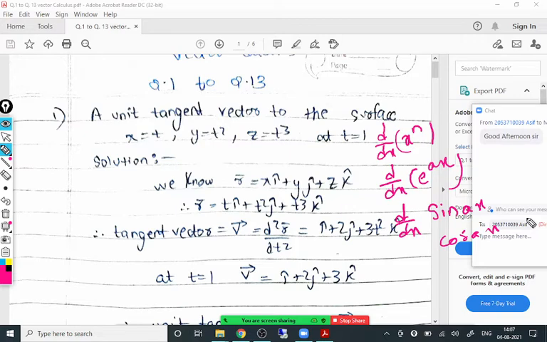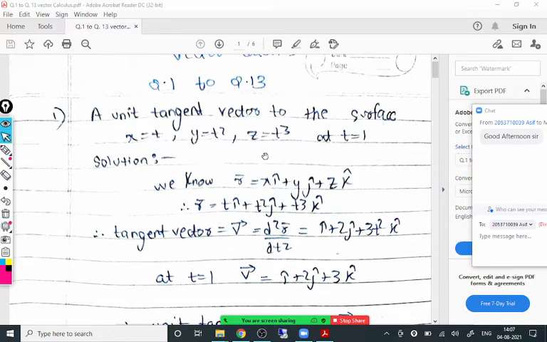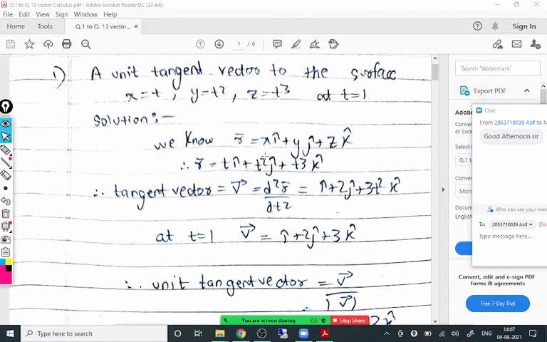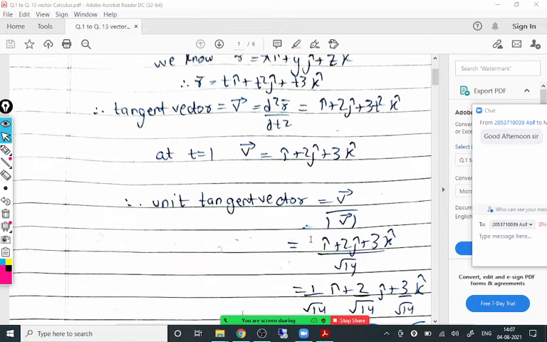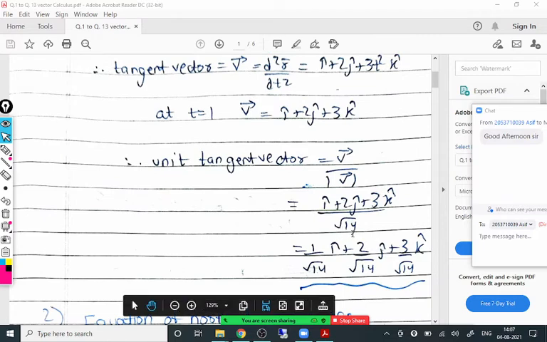You can do these questions, provided you know the concept that if r bar is a position vector, dr bar by dt is a tangent vector or a velocity vector. Both are the same. I hope there should not be any doubt in question 1. The question is: calculate the velocity vector, then the unit velocity vector or unit tangent vector. The unit tangent vector is v bar upon mod v bar, that is, divided by the magnitude of the vector.